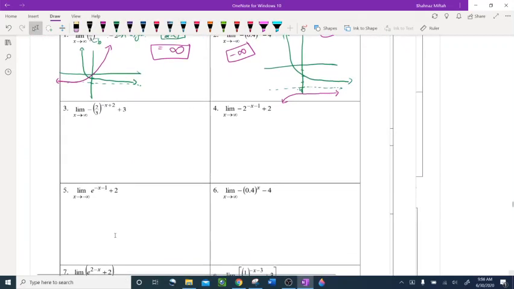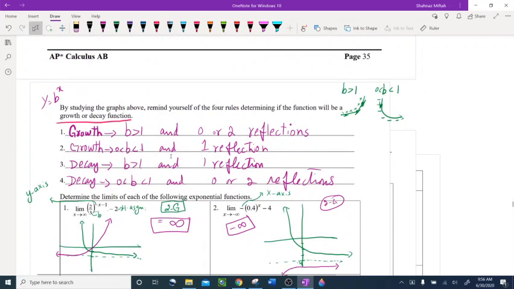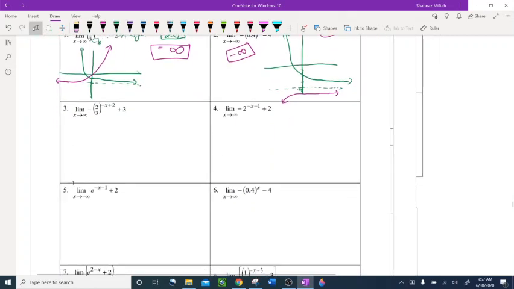Okay, let's try question number 3. Question number 3 has a reflection across the x-axis and a reflection across the y-axis. These are 2 reflections. 2/3 is less than 1 and greater than 0. So again, my options are 2 and 4. Do you see 2 and 4? But I have 2 reflections this time, so my graph is supposed to look like a decay. So number 4. Let's draw the graph.